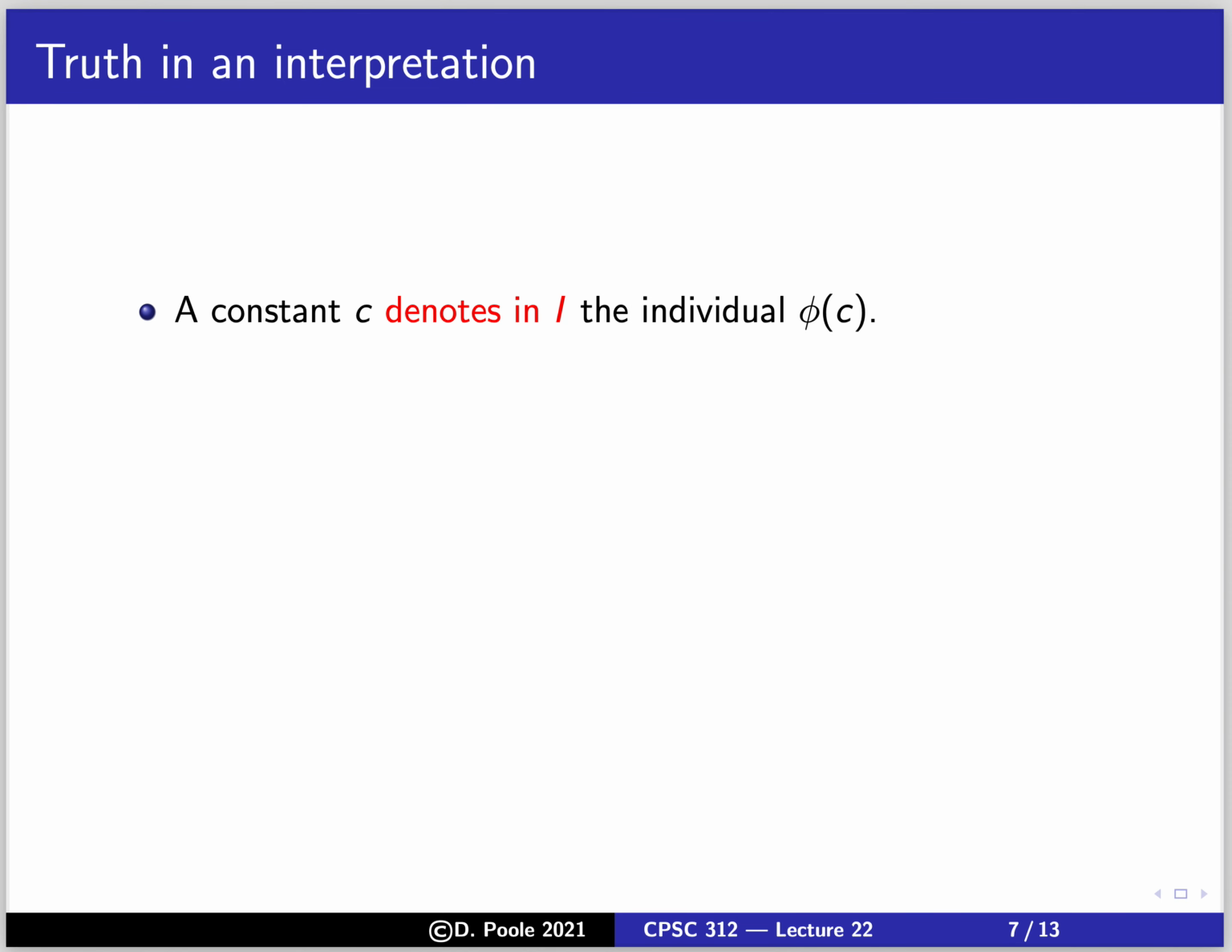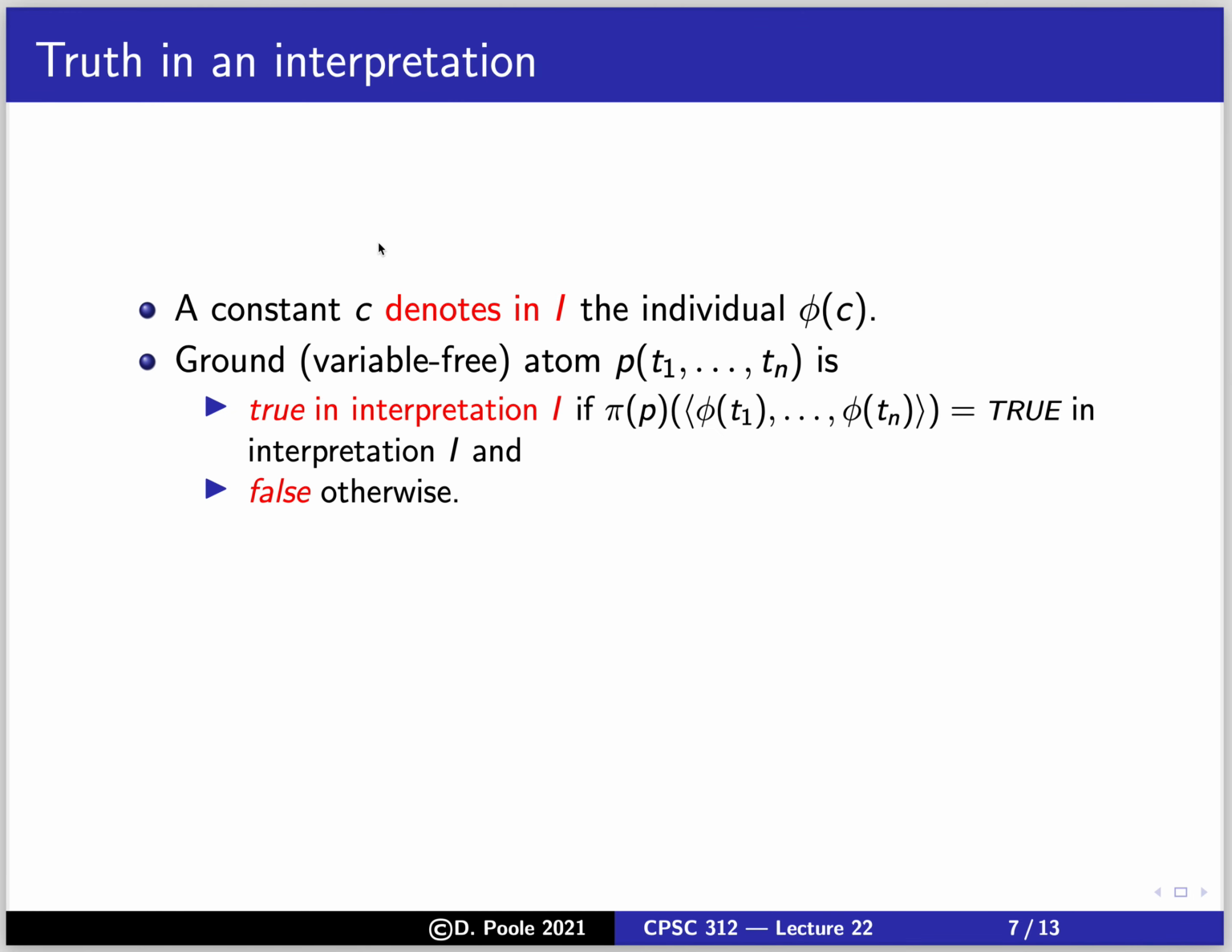All right. So now we're going to define what's an interpretation. So a constant C denotes in I the individual phi of C. Okay. This ground atom, P of T1 to Tn, is true in an interpretation if this tuple is in the set of things that's true of pi. Remember, pi of P is a truth value on tuples. When we apply it to this one, it's got to be equal to true. That's what true means.